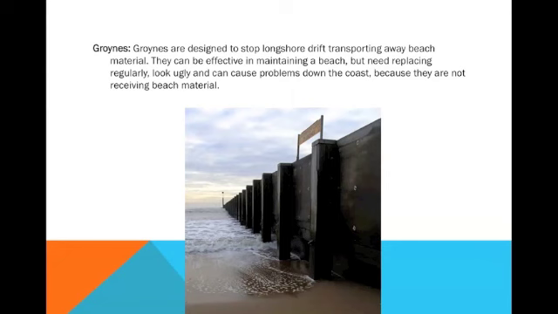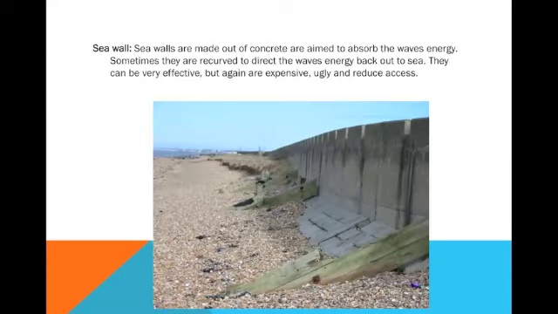So, yeah, that's what a groin is for, to stop longshore drift transporting away the beach material. So stop basically the beach erosion, not really the cliff, but the coastal erosion. Seawall. Seawalls are made out of concrete and are aimed to absorb the waves' energy. Sometimes they are recurved to direct the wave energy back out to the sea. These can be very effective, but once again are expensive, ugly, and reduce access.